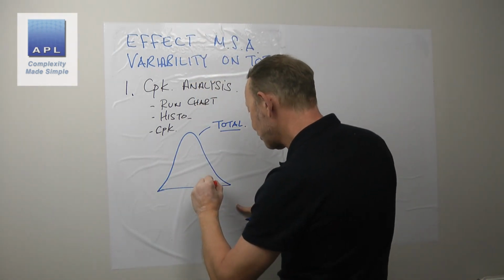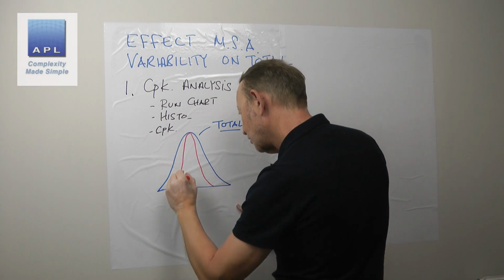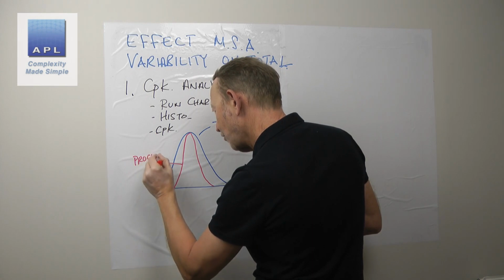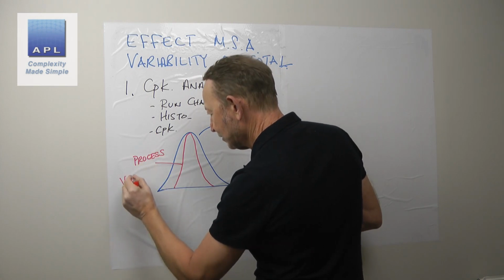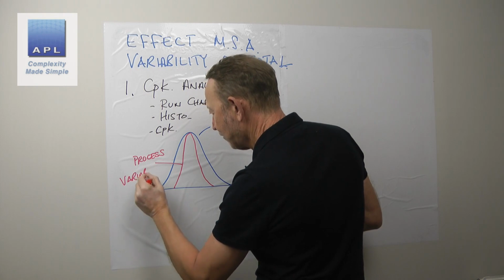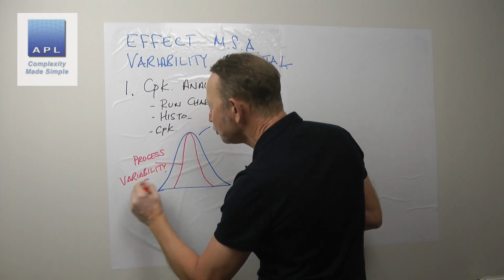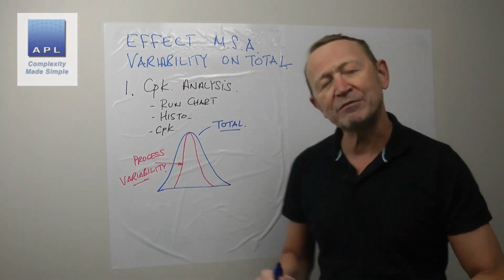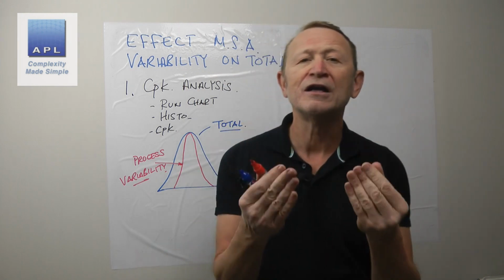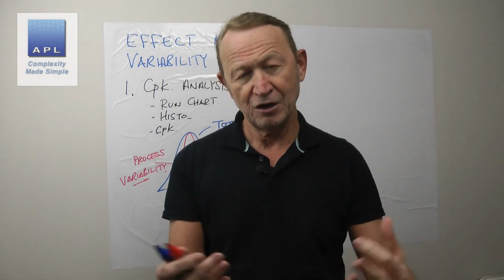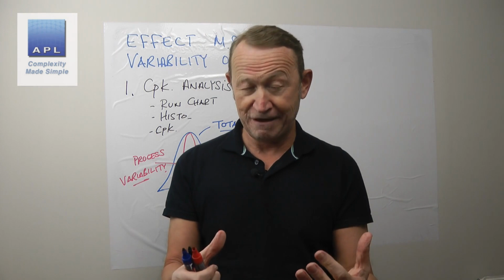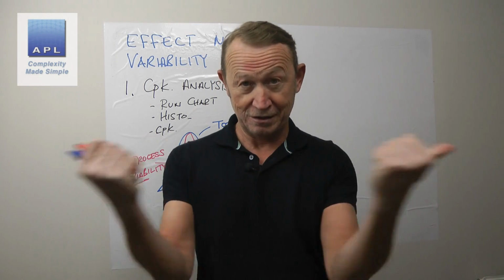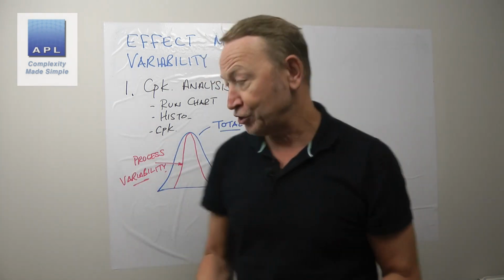The process itself will be the red distribution. So there's the process variability. Now the process variability is always smaller than what you're observing. What the measurement variability therefore does is always make the total variability bigger by a certain amount.